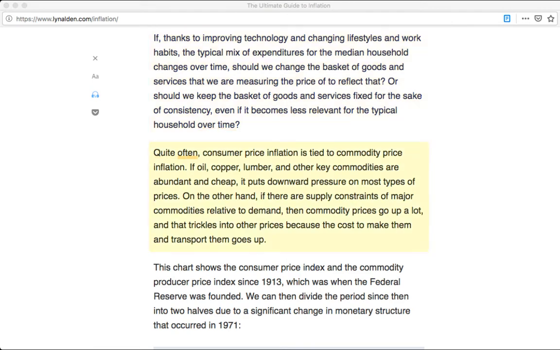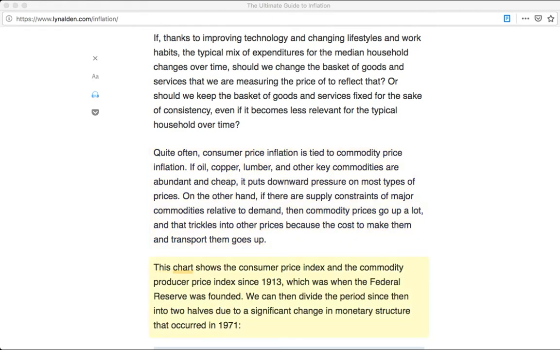Quite often, consumer price inflation is tied to commodity price inflation. If oil, copper, lumber, and other key commodities are abundant and cheap, it puts downward pressure on most types of prices. On the other hand, if there are supply constraints of major commodities relative to demand, then commodity prices go up a lot, and that trickles into other prices because the cost to make them and transport them goes up.